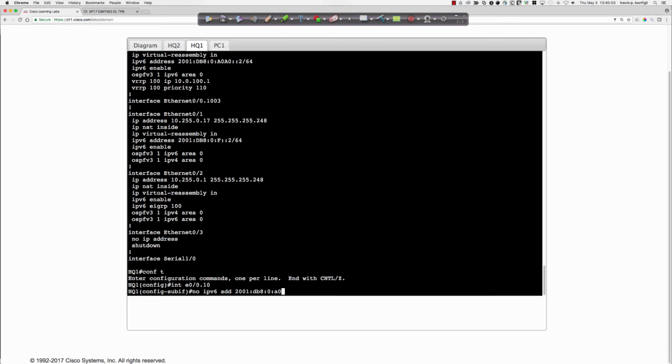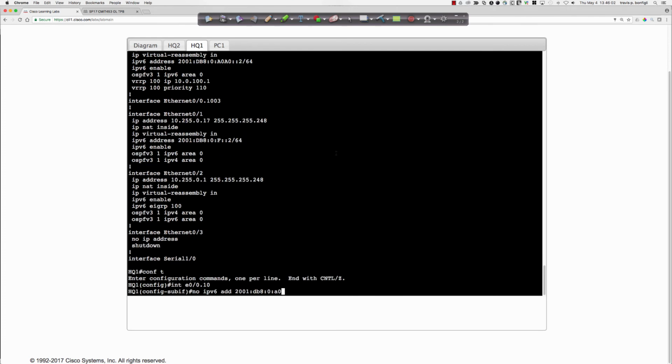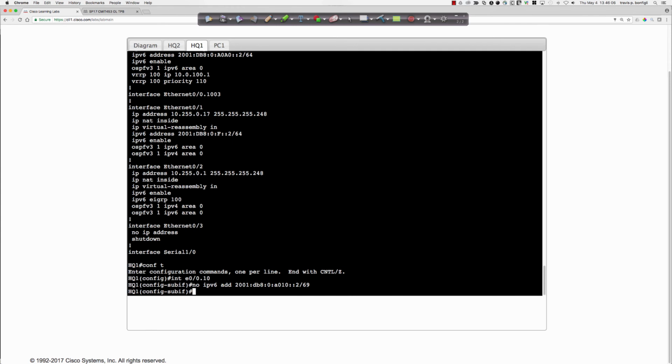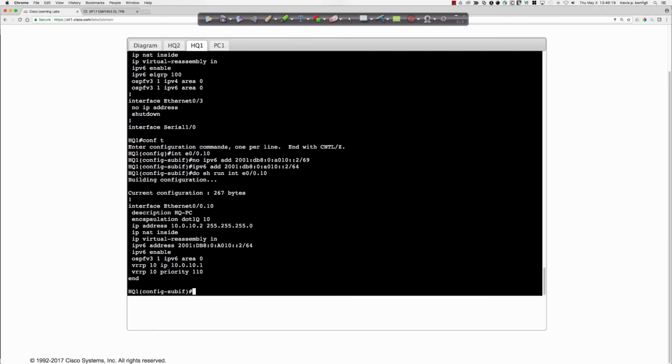We're going to say no IPv6 address 2001:db8:0:A0... No, that's the wrong interface. A010::2/69, and I'm going to rerun this command. And again, do show run interface Ethernet 0/0.10.